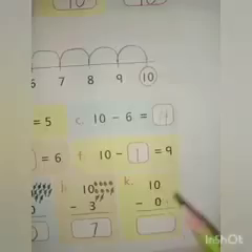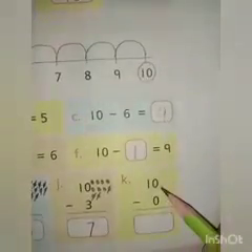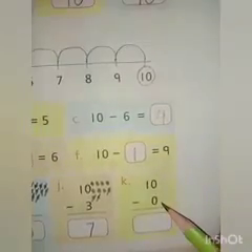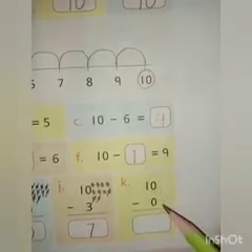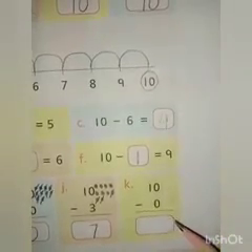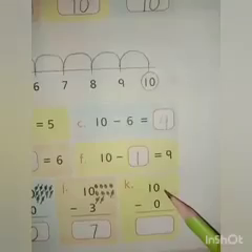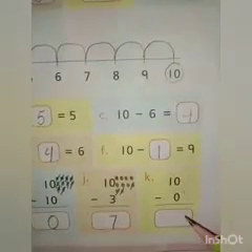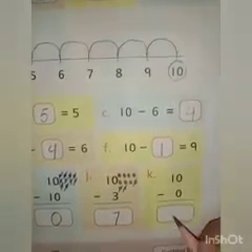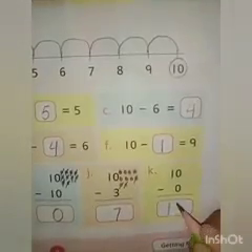Point K. Here we have two numbers, 10 and 0. We have to subtract 0 from 10. We learned from the previous page, when we subtract 0 from a number it stays the same. So we have to write 10 here.